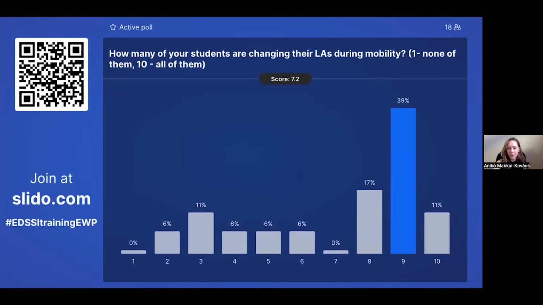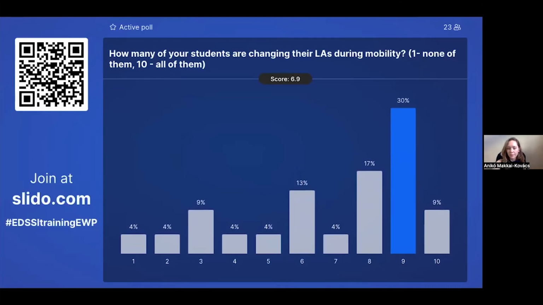In your opinion here, I mean, 37% of you, basically the majority, say that almost all of them are changing their learning agreements during the mobility. Exactly, 6.9 is the current score. Thank you very much for sharing this. We are also going to save this one because it's very good feedback for us to see these numbers here.